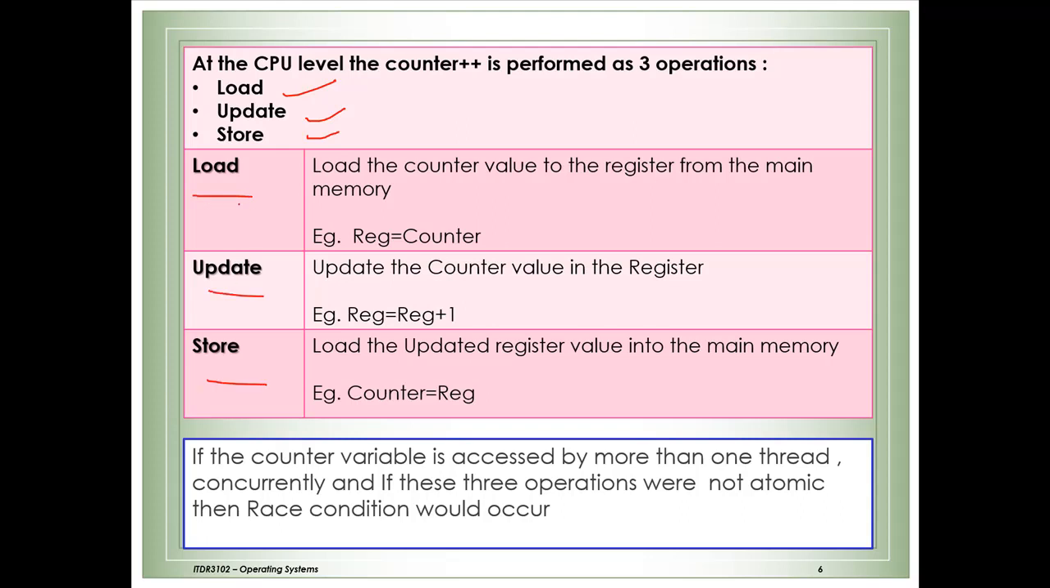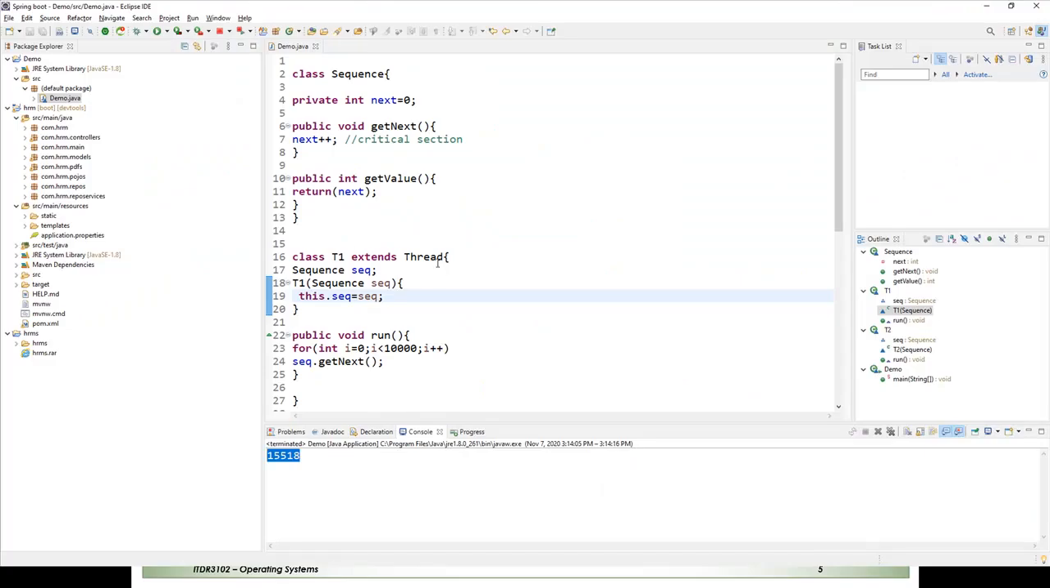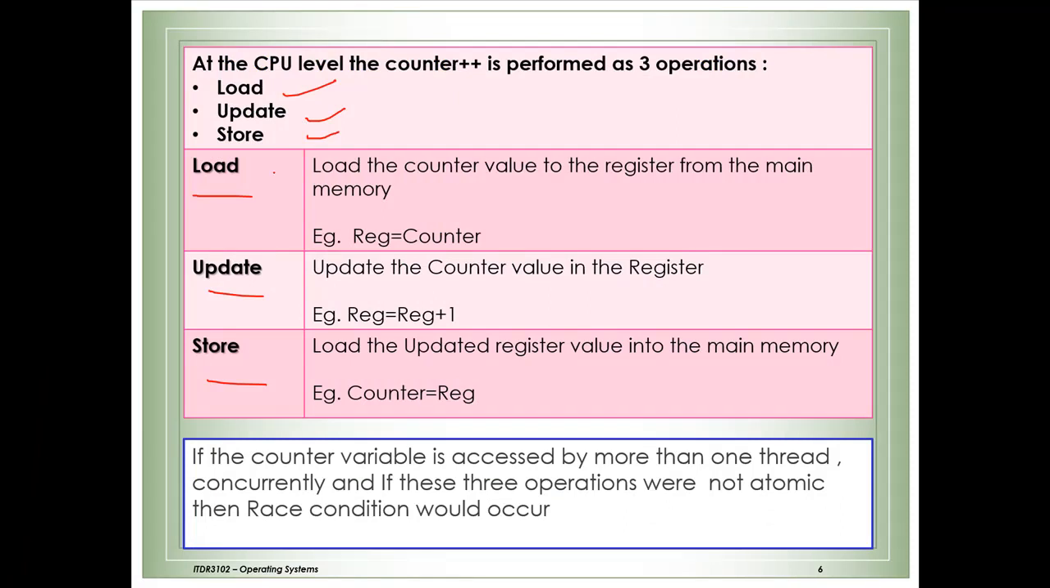So what is load? We have memory. Please understand, in the program we are initializing the value of counter to 0. Where would this value exist when this process is running? Initially the value next is equal to 0, and this value exists in the main memory. So next is equal to 0, that value is in the main memory. From the memory, load the value into the register.